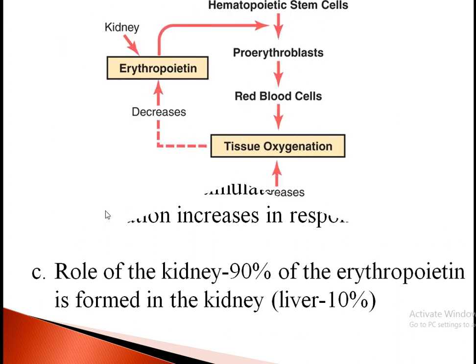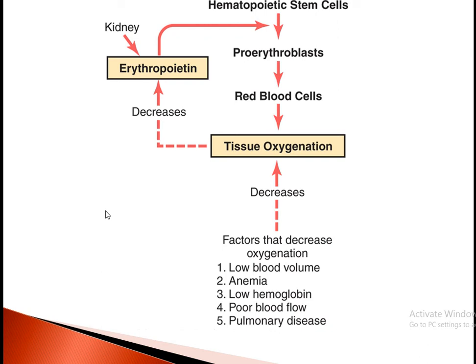But you must see this picture also, that there are factors that decrease oxygenation. Some of the factors: low blood volume, anemia, low hemoglobin, poor blood flow, coronary disease, hypoxia. All these conditions are going to decrease tissue oxygenation, and that condition is called hypoxic condition. So mainly the hypoxia is going to increase the genesis of the RBC.